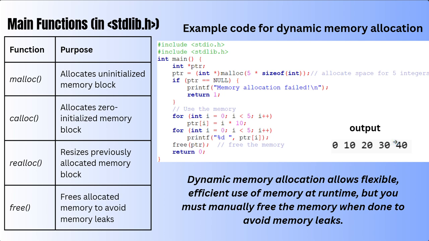Okay, dynamic memory allocation allows flexible and efficient use of memory at runtime, but you must manually free the memory when done to avoid memory leaks. Okay, with this we come to the end of the 5th unit, and dynamic memory allocation is completed.